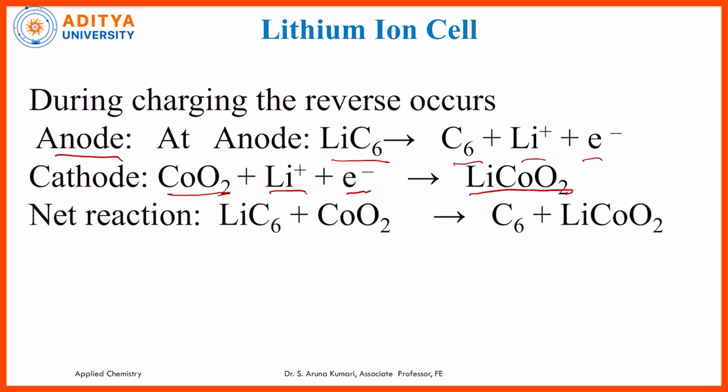So, the overall reaction is graphite intercalated with lithium, or simply graphite coated with lithium, combining with cobalt oxide to change into graphite and lithium cobalt oxide. This is how the electric current is discharged during the oxidation and reduction reaction, and as long as this reaction takes place, we have electrical energy produced.